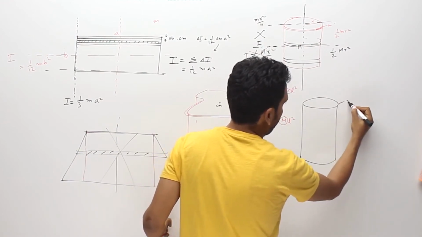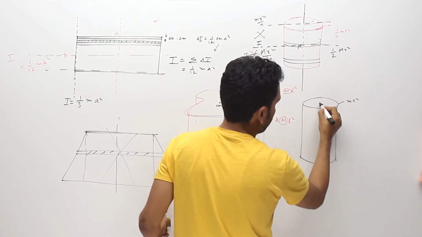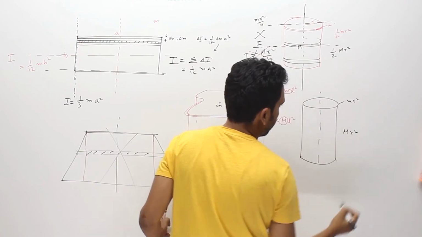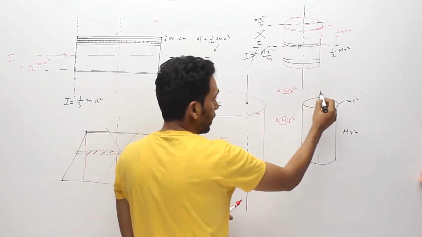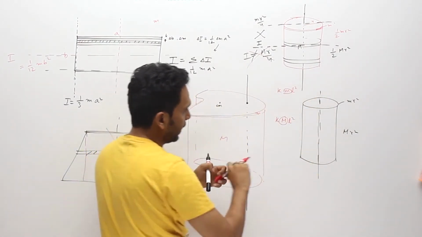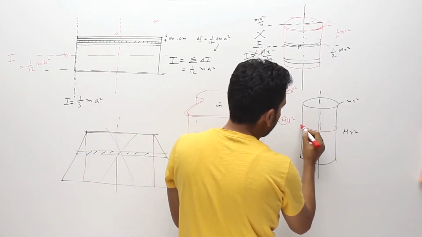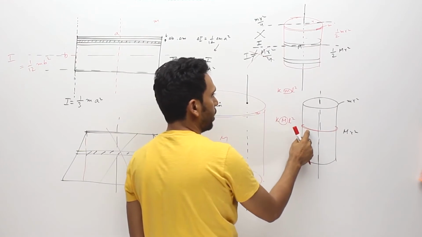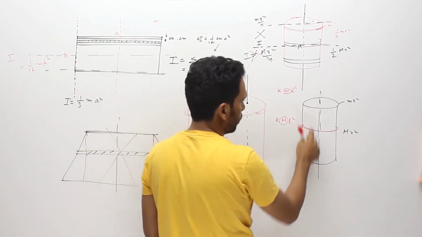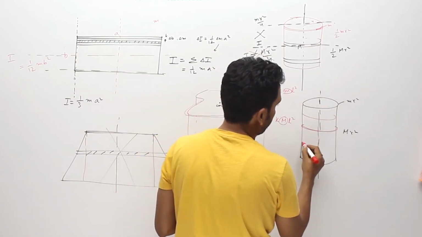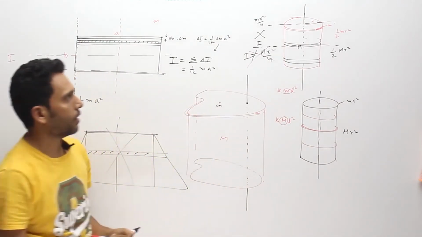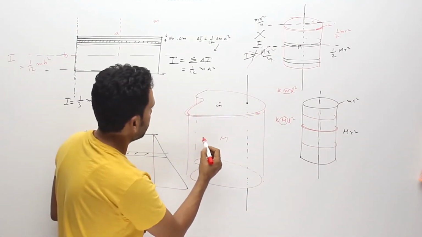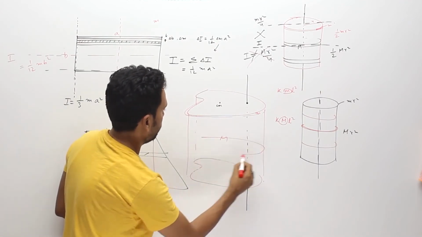A ring will have m r square as moment of inertia. A hollow cylinder will have m r square again as moment of inertia along this axis, because if I take any cross section, it is going to be the same shape as the top one or the bottom one. All cross sections will have the same shape. So if all cross sections have the same shape, then the formula remains like over here.